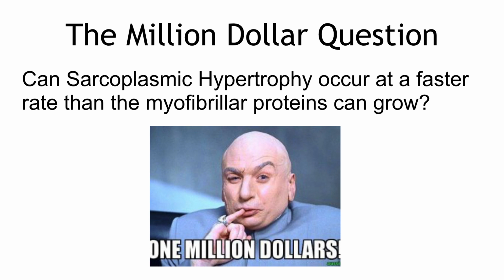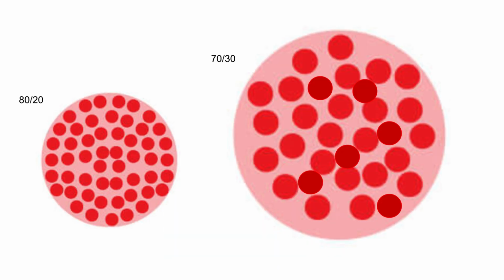From this information stems the million-dollar question: can sarcoplasmic hypertrophy occur at a faster rate than myofibrillar proteins can grow? Meaning, can we have more sarcoplasmic hypertrophy than myofibrillar? If this does occur, it would mean that the standard framework of a muscle cell could be adjusted from 80% myofibrillar and 20% sarcoplasmic to something different. Perhaps like 75-25, or in this example, a 70-30 difference, or maybe even a 60-40.